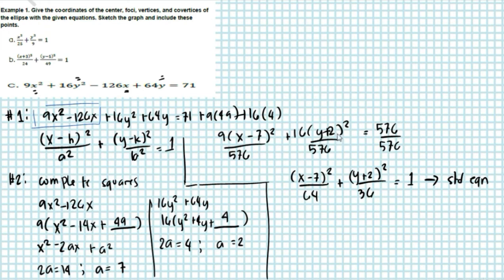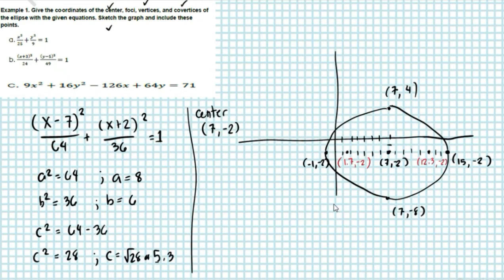9 times (x minus 7) squared, 16, and 12 plus 2 squared is equal to 576. Dapat equal to 1, this is standard equation. So, we can get the standard equation ng ellipse, which is (x minus 7) squared over 64, plus (y plus 3) squared over 36 is equal to 1. Then, after nun, yung susunod na example.